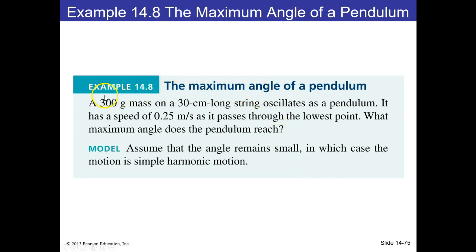So here's the 300 gram mass on a 30 centimeter long string, oscillates as a pendulum. It has a speed of about 0.25 meters per second as it passes through the lowest point. So that's going to be our maximum speed. They want to know what is the angle. So we're going to resume, just think about that angle and know that we can assume that angle is really small.